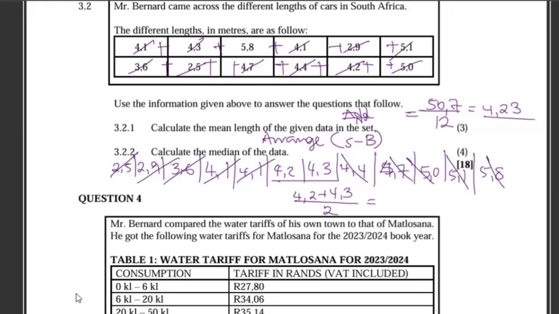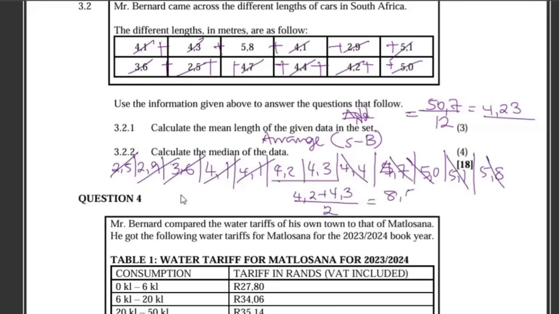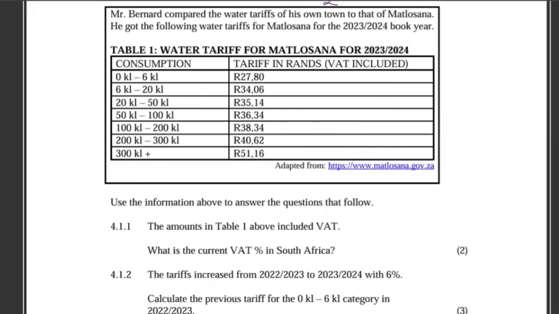So 4.2 plus 4.3, we get 8.5 as the answer. That brings us to the end of question number 3. Let's look at question number 4. Question number 4, we look at tariffs.